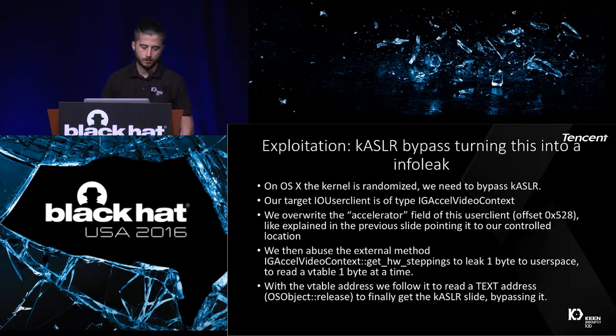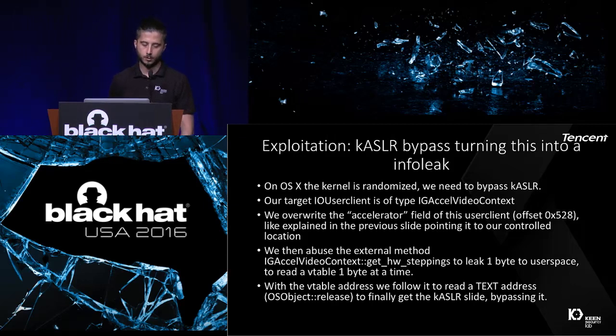Many people may know that on OS X there is kernel ASLR, so we need to bypass it. We will abuse some external methods of IGAccelVideoContext, which is an IO user client for graphics, to bypass KASLR and then gain instruction pointer control. So we choose to overwrite the accelerator field, which is at offset 528. Remember this number because we will use it again. And we'll point it to our controlled location.